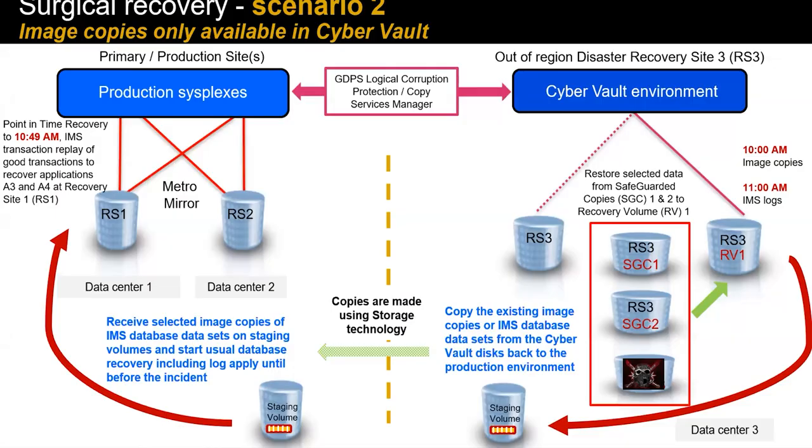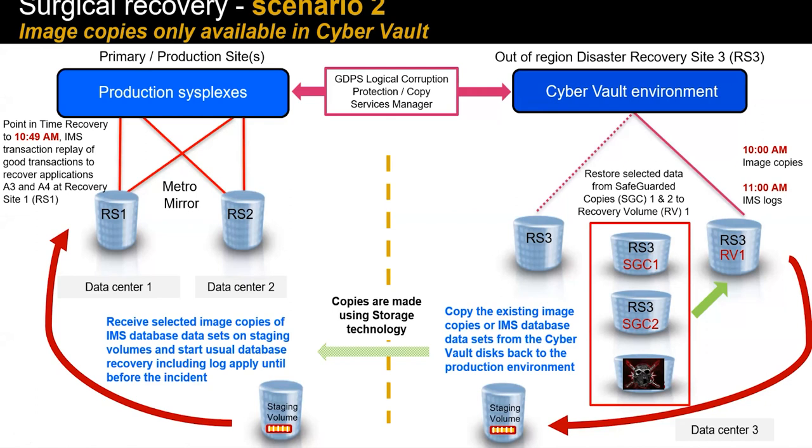Okay, so I'm going to move on to scenario 2. So this is where the image copies are only available in the Cyber Vault. So the image copies in production are no longer available. Maybe as part of the corruption, the cyber activity destroyed my image copies. But I do have good image copies in the Cyber Vault because I have these immutable copies taken over time that can never be changed.